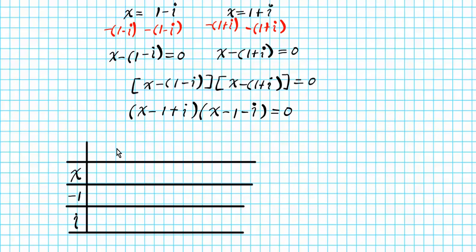Now this one, I'm going to create columns using the terms of the second factor. So we have x, -1, minus i. All right, so let's go ahead and create our grid. So we have the x column, the -1 column, and then the i column.